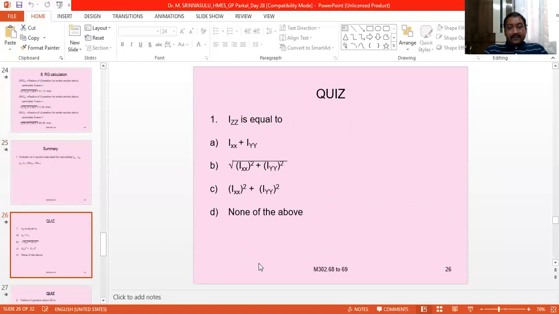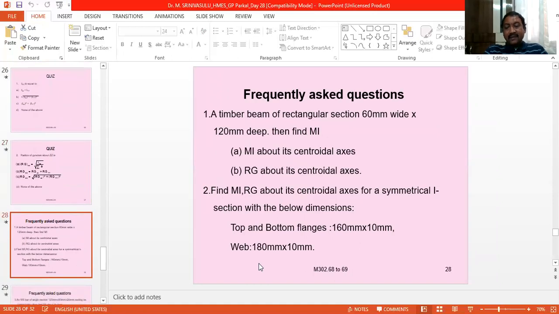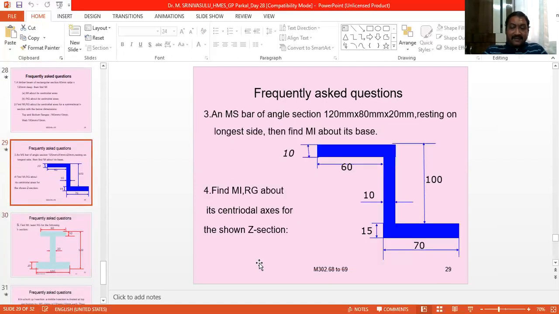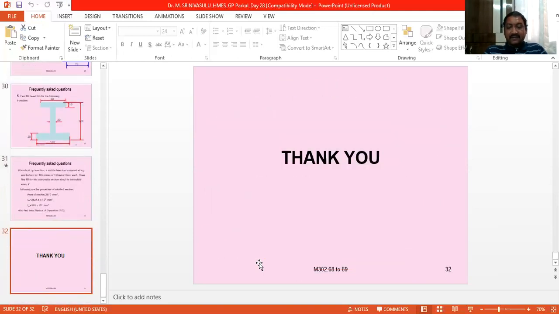Now this is a small quiz. Here Izz is equal to, we know very well that the answer is Ixx plus Iyy. That is option A. Now the radius of gyration about the z-axis is nothing but the square root of Izz by sigma A. That is the first option. And there are some questions that can appear in the examinations like this. This is the Z section. Similarly, we can do it, and this is the I section. Like this, we can do it.